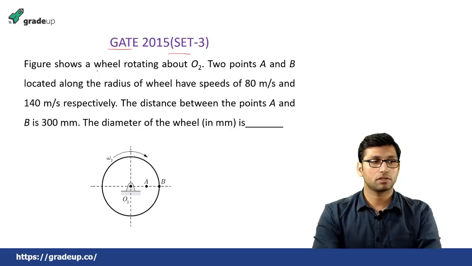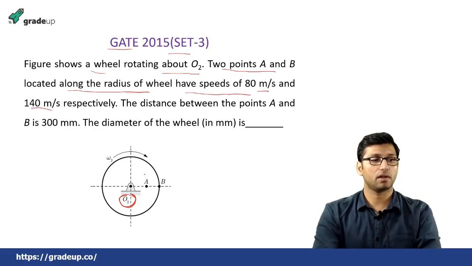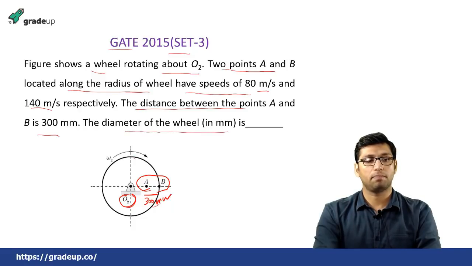In this question it is showing that the figure shows a wheel which is rotating about O2. This is the central point O2, about which it is rotating. There is a wheel which is rotating, and 2 points A and B are located along the radius of the wheel, having speeds of 80 meters per second and 140 meters per second. The distance between the points A and B is given to you, which is 300 mm. Now you have to determine the diameter of this complete wheel.